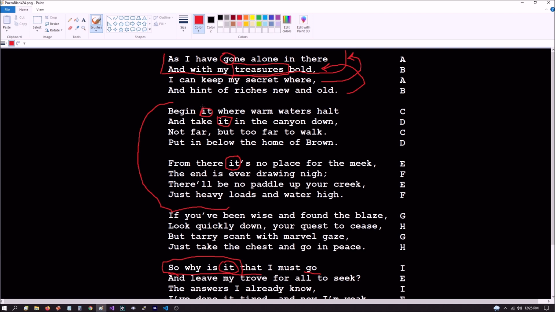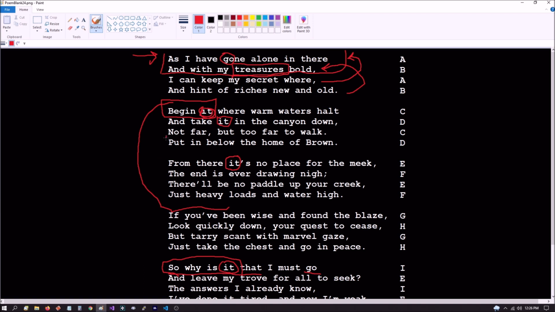So when we get down here to begin it, we're going to basically begin what he's telling you to do here. Follow in my footsteps. Do as I do. So we're going to begin it. And incidentally, that's the first independent clause of that stanza. It can stand on its own. That's the only command he's giving you. He's telling you to begin it.